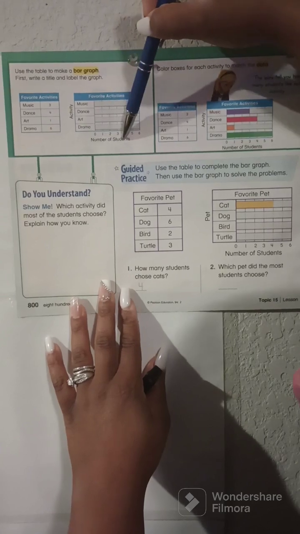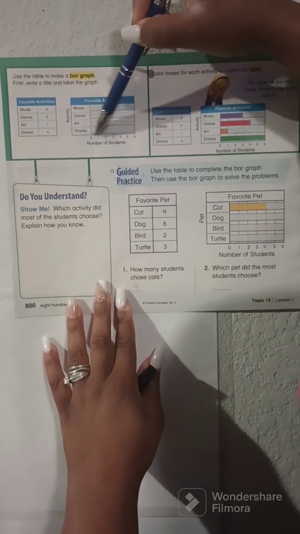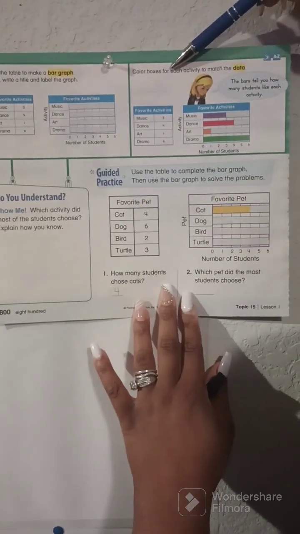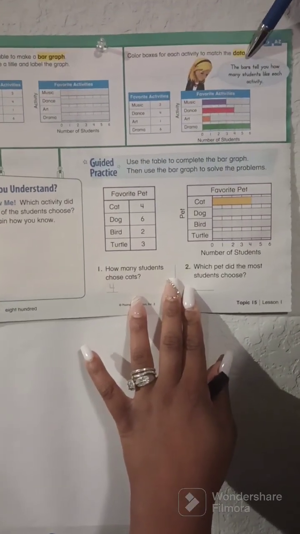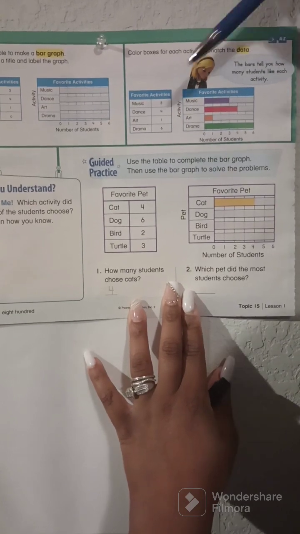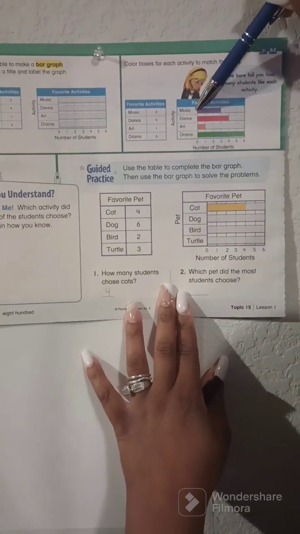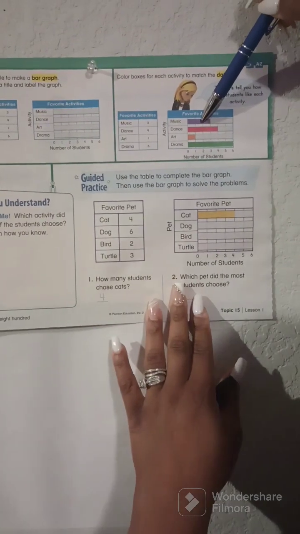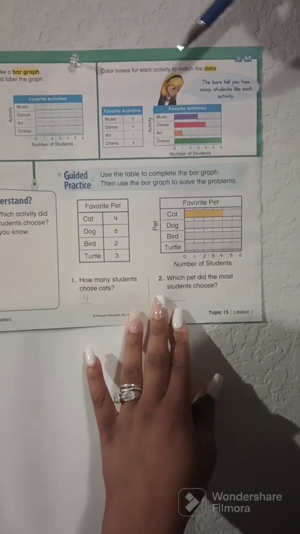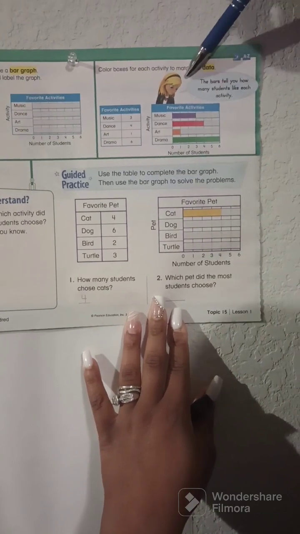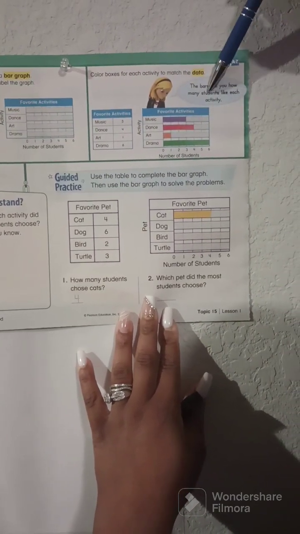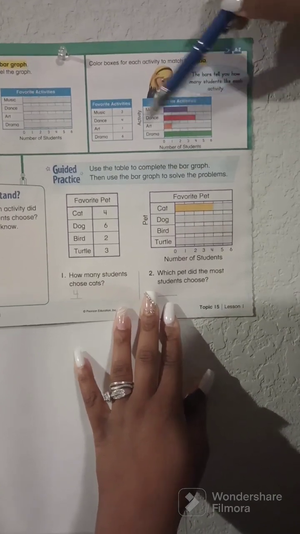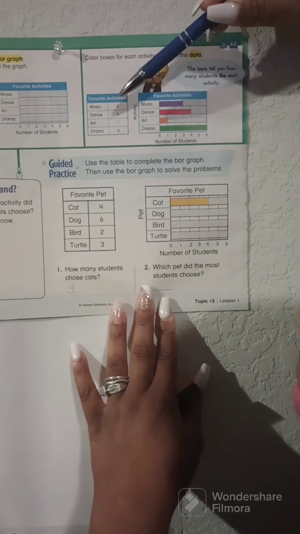For each amount of students, we're going to shade in that amount of numbers here at the bottom. Next, it says, color the boxes for each activity to match the data. Data means information. So we're going to go there. How many students like music? We'll shade that in purple. It's best to use different colors to make it more detailed. At the caption here, it says, the bars tell you how many students like each activity. So as we shade them in, we'll look and we'll see how many students like each activity.